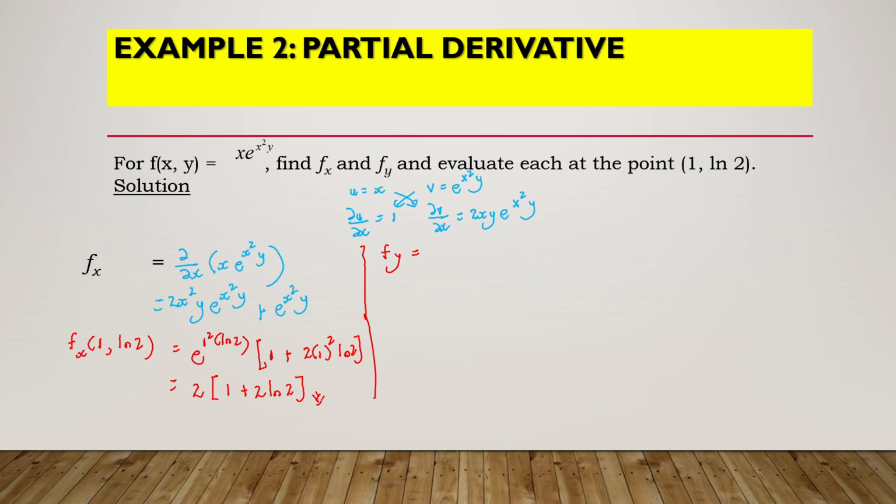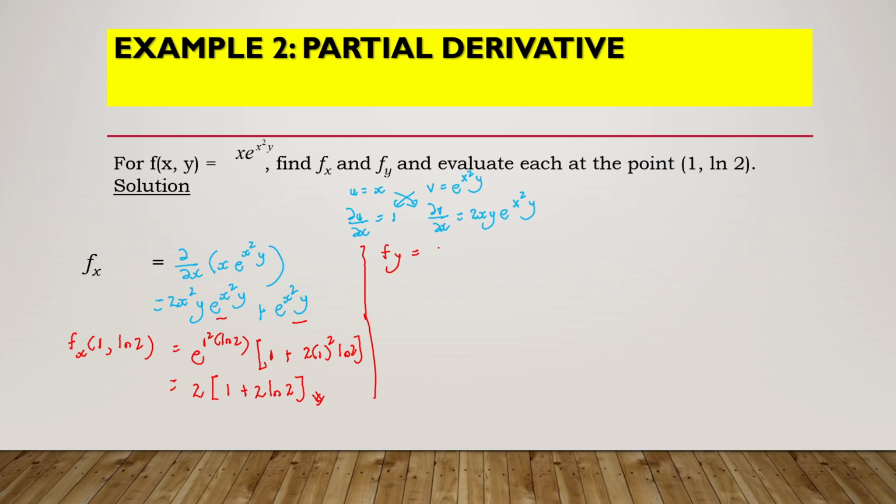Okay, or you may change to floating point by pressing 2 plus 4 ln 2 in your calculator. Then I factor out this term, e^(x squared y) with x is 1 and y is ln 2. So e^(ln 2) gives you 2. This one factored out is 1, leaving just 2x squared y, which is 2 times 1 squared times ln 2. So this is 2 ln 2. Okay, so this is the result for fx(1, ln 2).